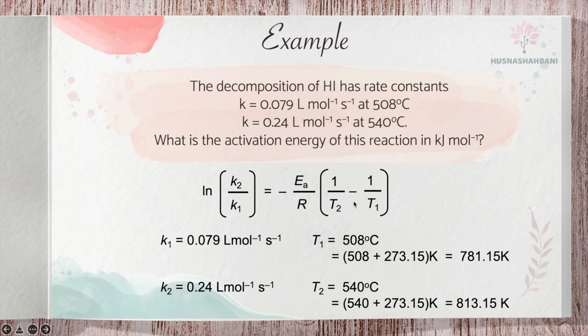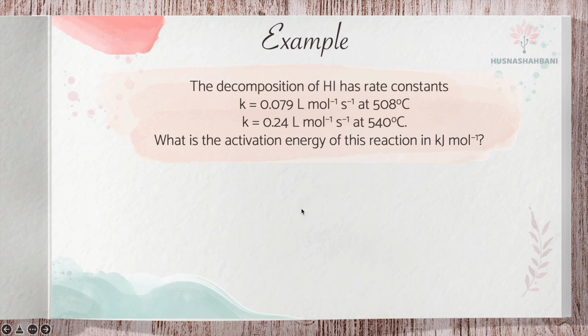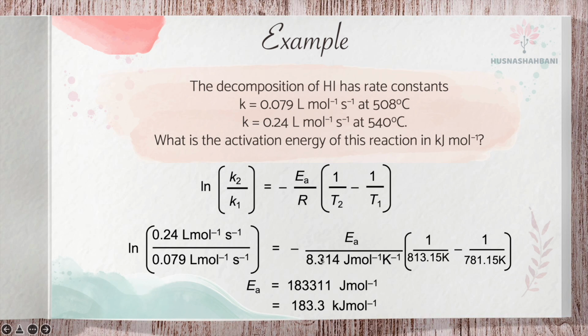Temperature 1, temperature 2, substitute into that equation. Both rate constants given in the question, just substitute into that equation, and for the gas constant substitute 8.314 joule per mole per Kelvin, and you will get the value of activation energy equal to 183311 joule per mole. The question asks in kilojoule per mole, so you have to change it to kilojoule per mole. It will be 183.3 kilojoule per mole. Thank you.